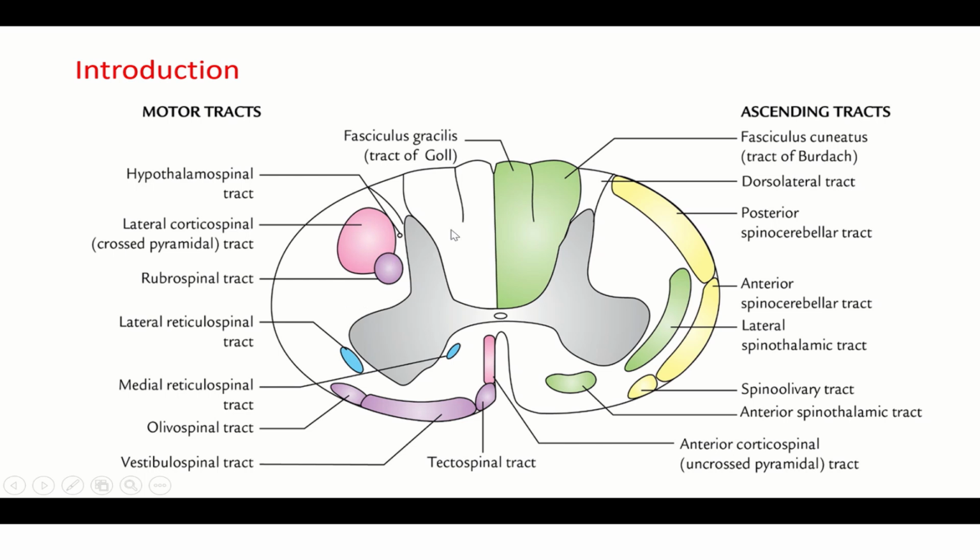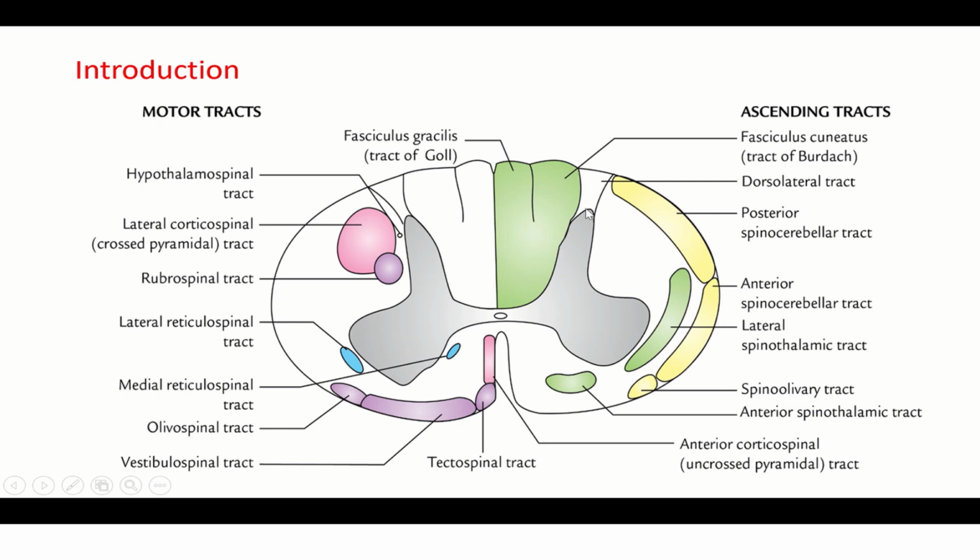Like if you see in the posterior column, there are no descending tracts, there are only ascending tracts. In the lateral column, you can see the lateral corticospinal tract and rubrospinal tract, and here the lateral reticulospinal tract. Here you can see the medial reticulospinal tract from reticular formation to the spinal cord. Here you can see olivospinal, vestibulospinal, and tectospinal, and here the anterior corticospinal tract, uncrossed pyramidal tracts.